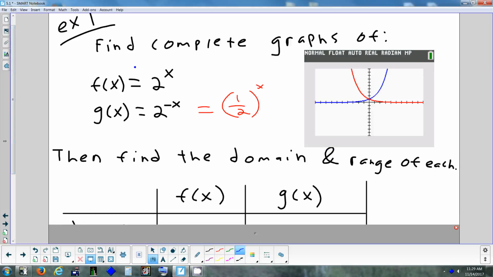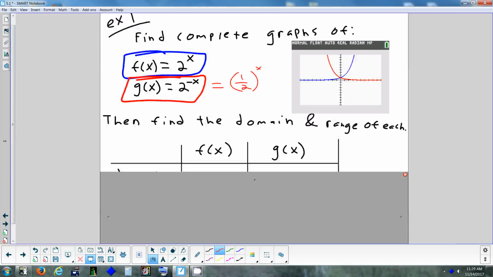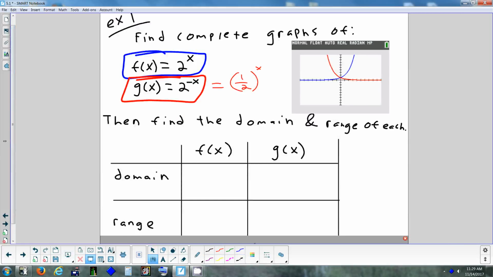Just to make this clearer, 2 to the x is the blue graph. This one is the red graph. Okay, so I'll start with f of x, and then I'll ask you guys to help me with g of x. Okay, f of x, that's the blue one. The domain of the blue one, well, it's going to the left forever, and it's also going to keep going to the right forever. Okay, it starts to go up very steeply, but it's still going to the right. So the domain on the blue one is negative infinity to infinity.